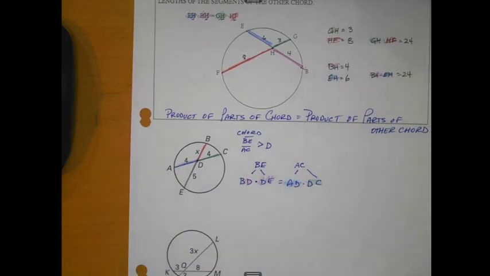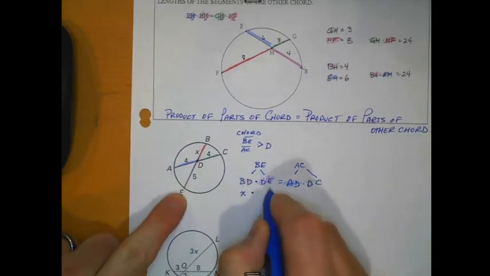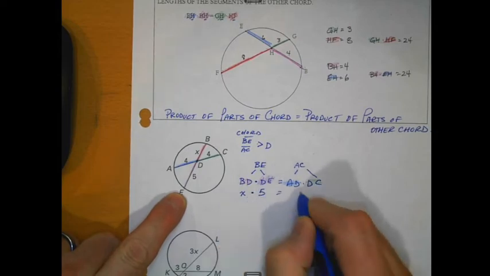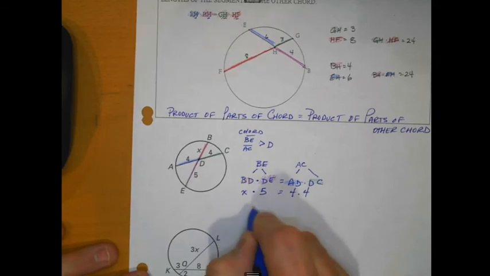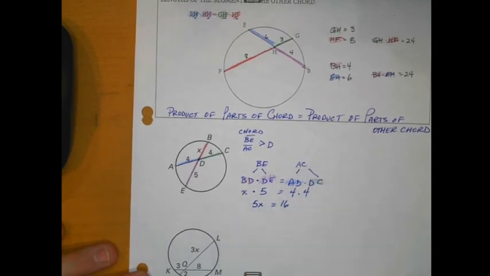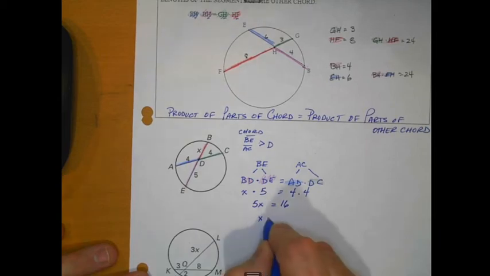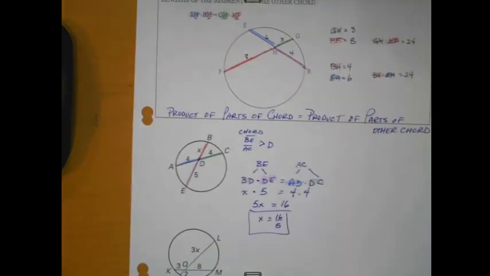All right, so now you're just going to plug in points. So BD is x, DE is 5, AD is 4, DC is 4. So 5 times x, or x times 5, is 5x. 4 times 4 is 16. Divide by 5. And again, we can leave it just like that. I'm not changing it into a decimal. I don't need to, because that is a very acceptable answer on my standard.